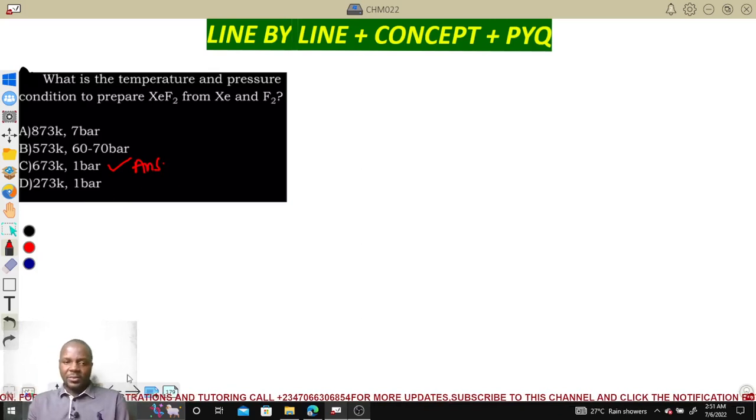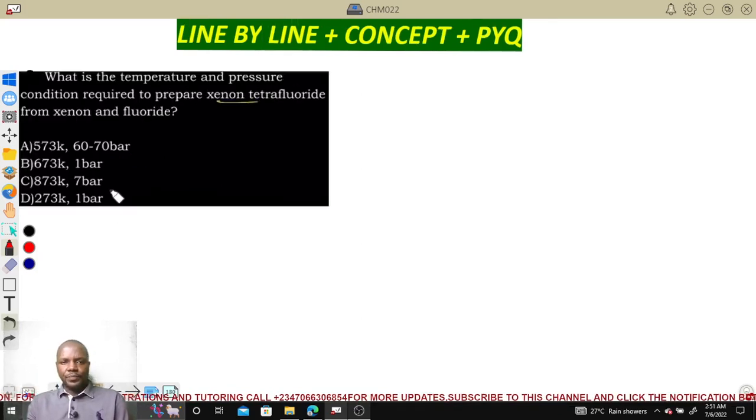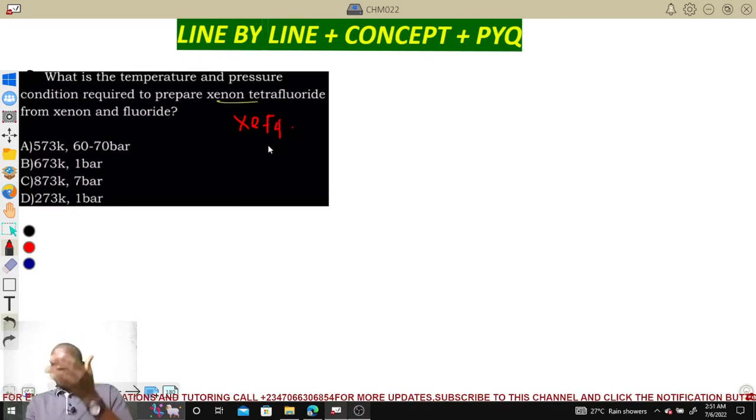The next question is, what is the temperature and pressure of the condition required to prepare xenon tetrafluoride? That is XeF4. Now, what happened? The bar is raised, and the temperature is also what? Is the temperature lowered? The temperature is raised too. So it is 873 and 7 bar?